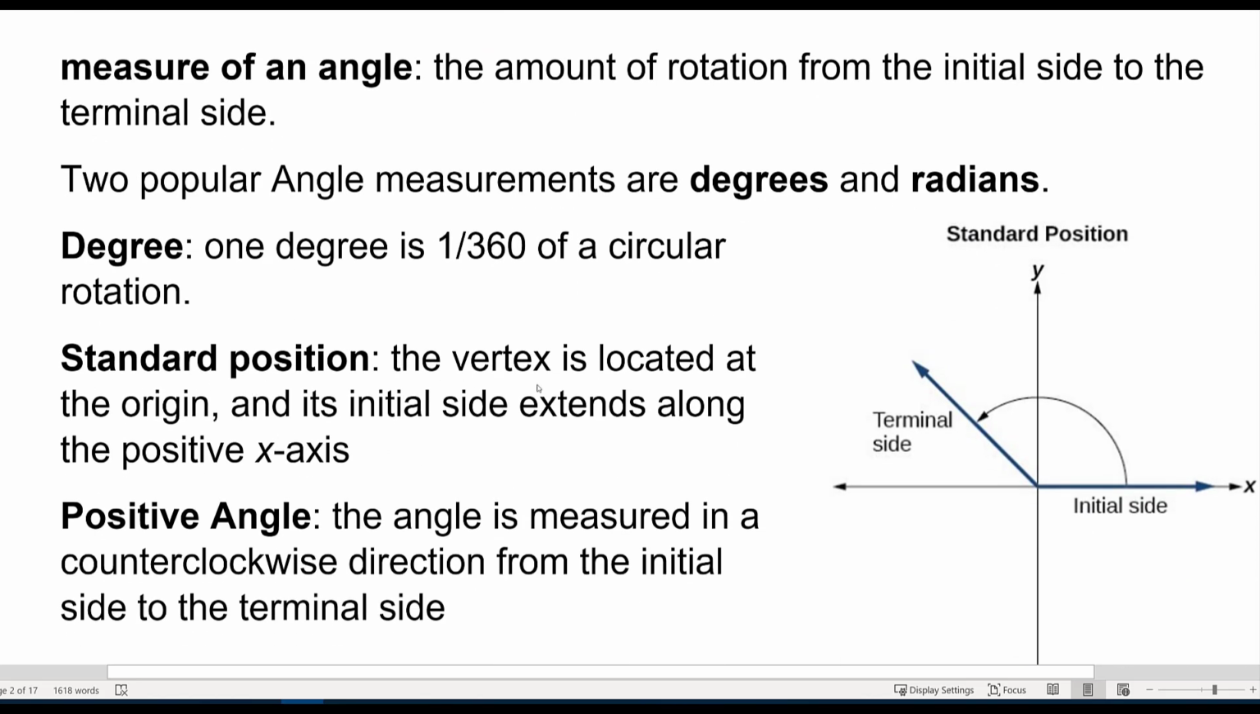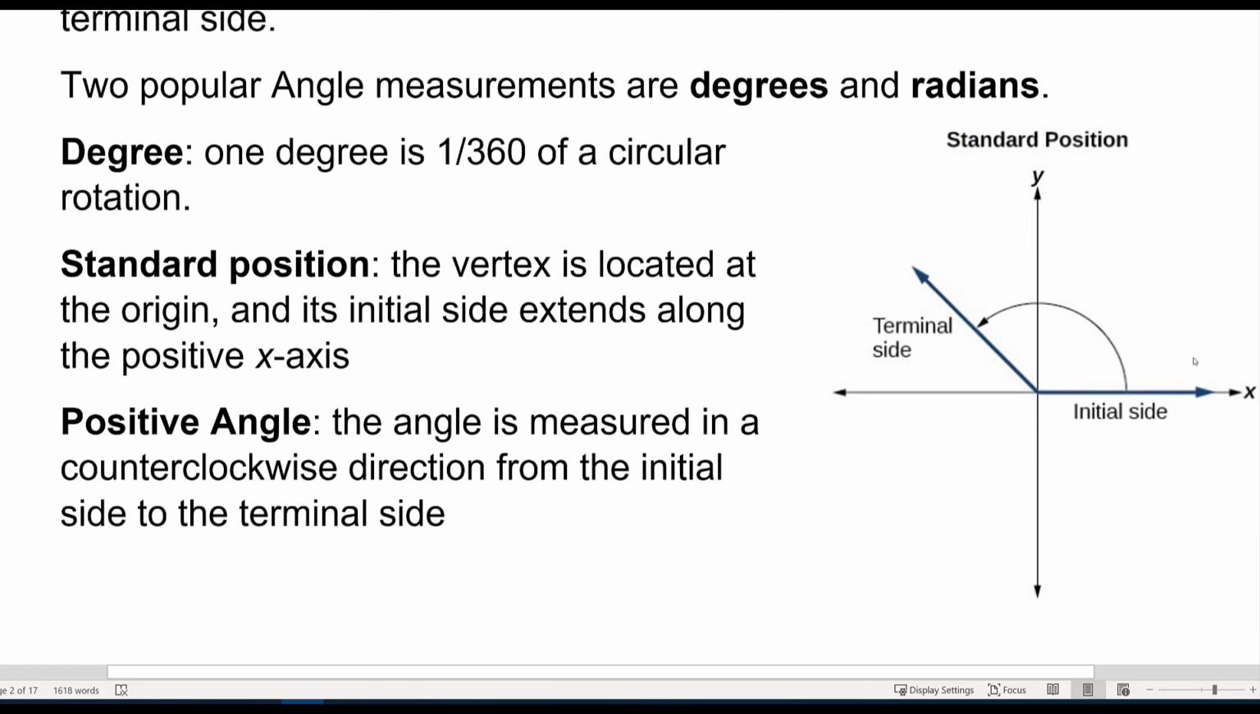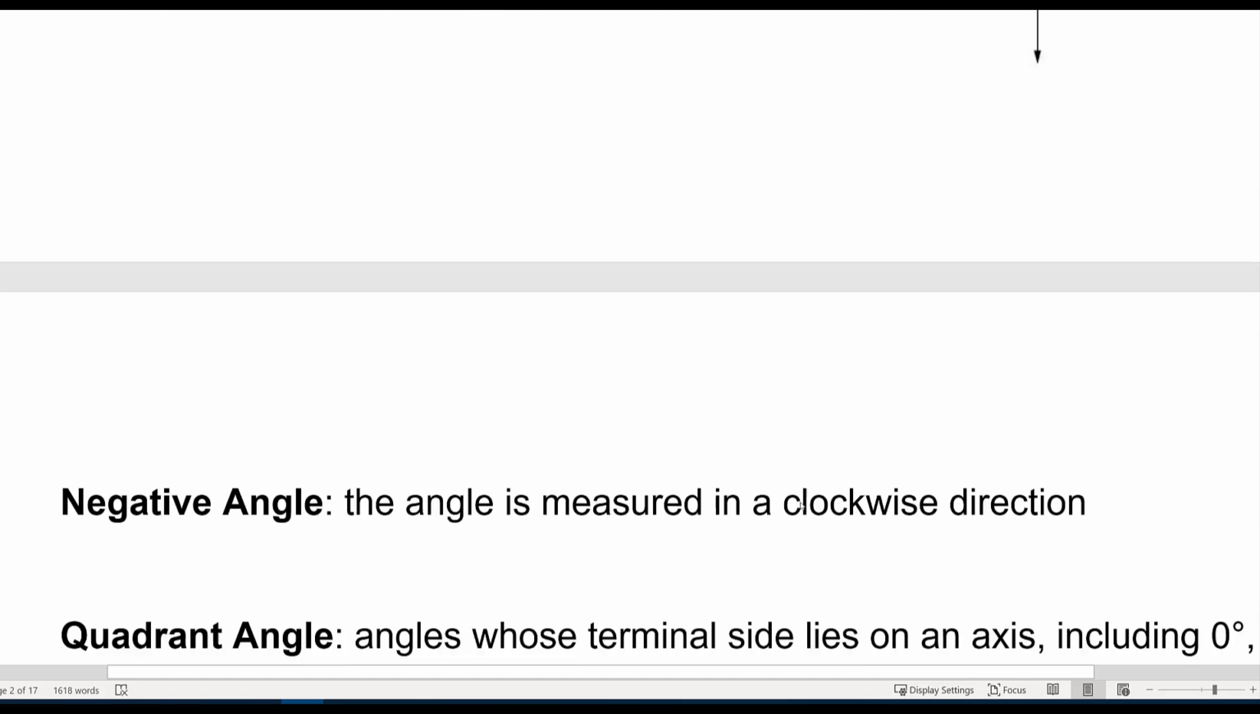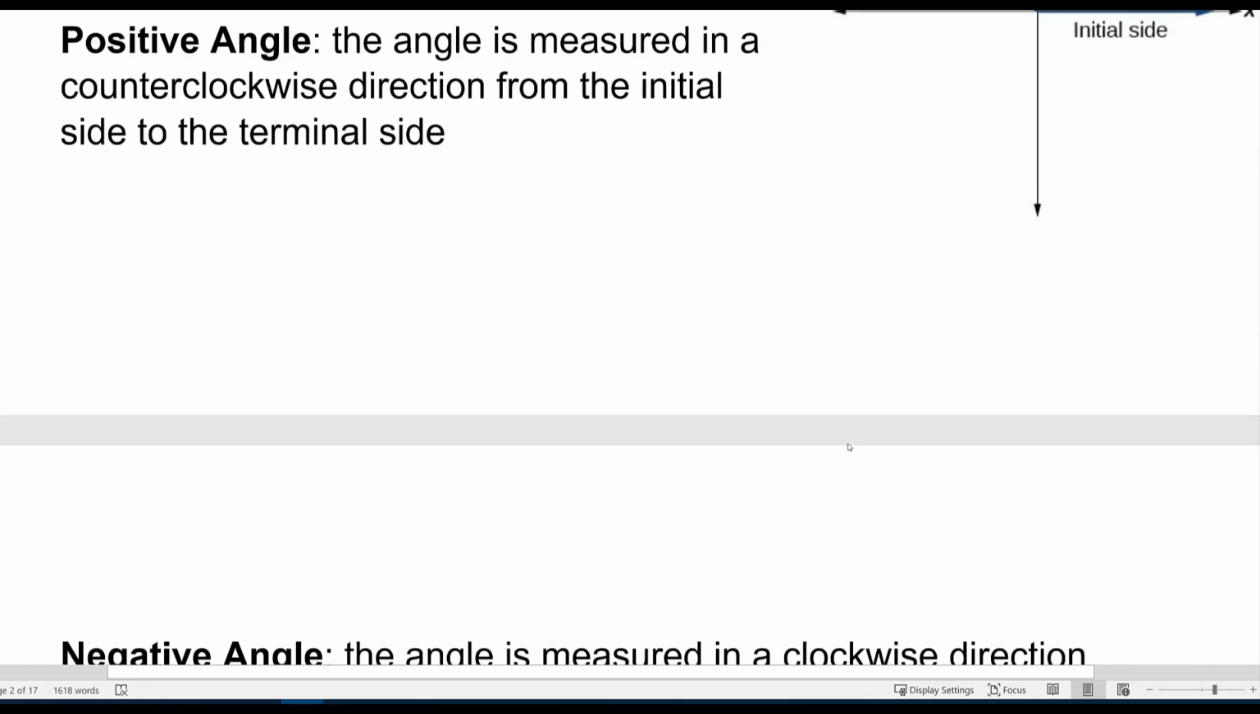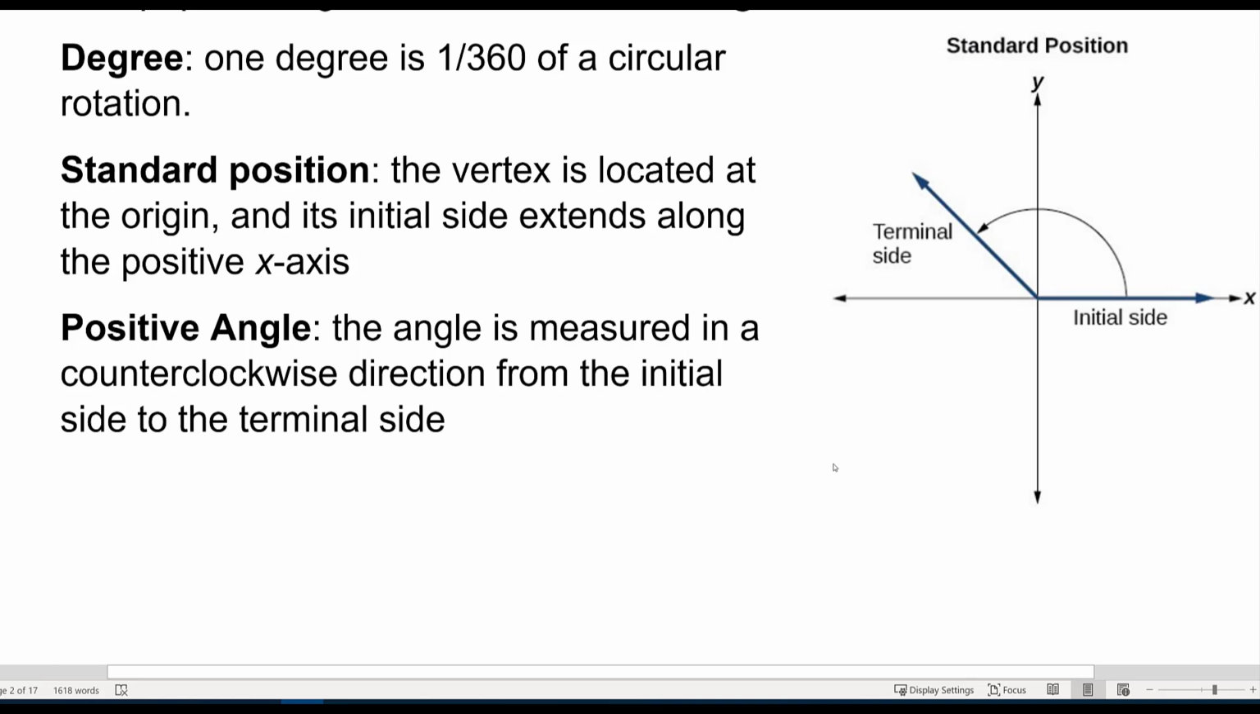Standard position is when the vertex is located at the origin, and the initial side, as you see over here, is on the positive x-axis. For a positive angle, the rotation is going to be in a counterclockwise direction, as you see here by the arrow. And a negative angle would be going in a clockwise direction. So this direction is positive, and this direction is negative.